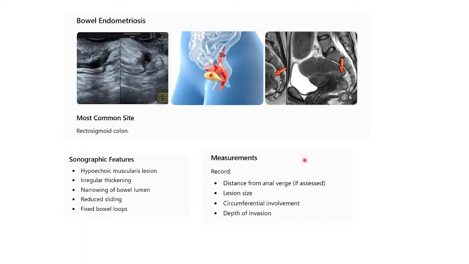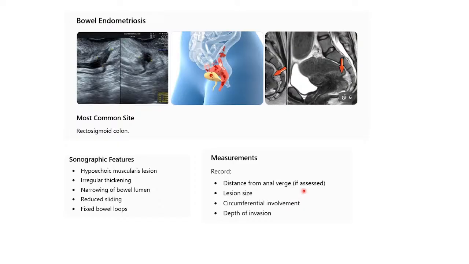So the measurements: you should record the distance from the anal verge if assessed, then the lesion size, circumferential involvement, and depth of invasion. Once you're dealing with the bowel, you must also assess the circumferential involvement. Is it occupying one third of the bowel? Is it affecting one quarter or the whole bowel? Is it encasing the whole bowel or not? You have to report on those when you are doing endometriosis mapping. And the depth of invasion, how deep is it?